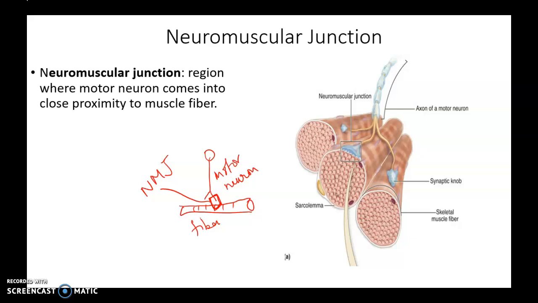So what happens here? How does a motor neuron send a command to a muscle fiber? This is what we are going to look at, and we will see what changes take place in the neuromuscular junction.